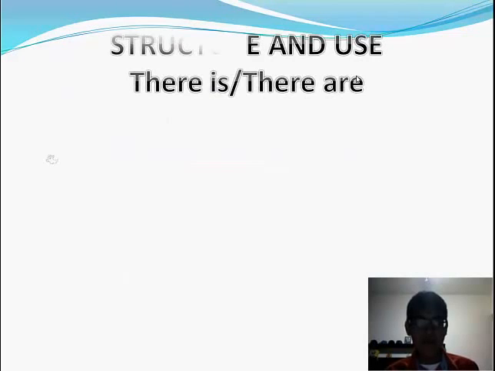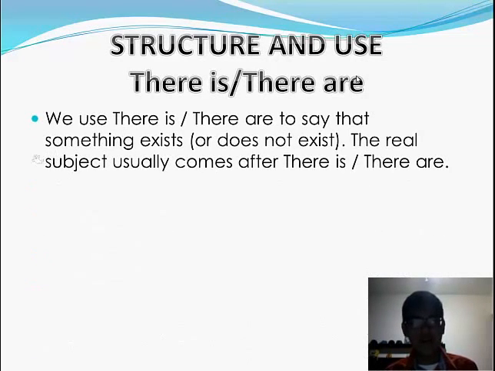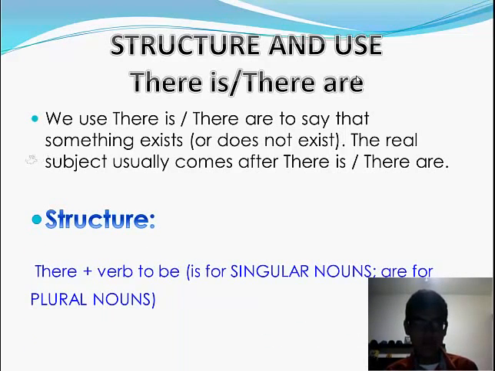And then we have the structure and the use for there is and there are. We use there is and there are to say that something exists or doesn't exist. The real subject usually comes after there is and there are. The structure: there plus the verb to be, is for singular and are for plural nouns.